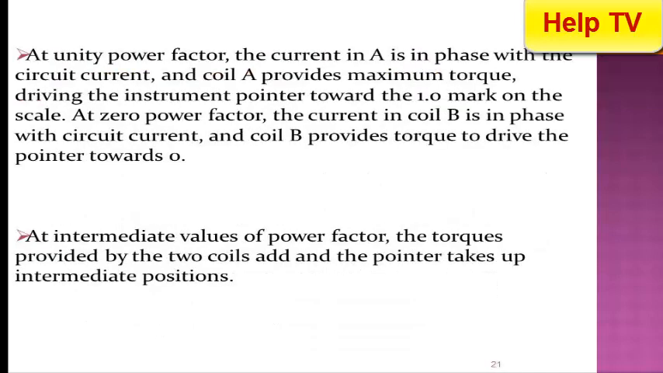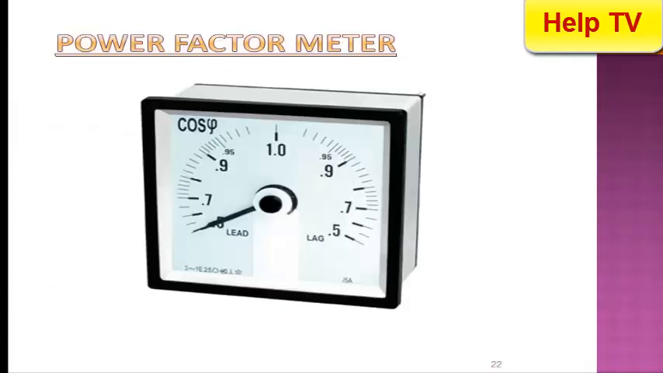At unity power factor, the current in A is in phase with the circuit current, and coil A provides maximum torque, driving the instrument pointer toward the 1.0 mark on the scale. At zero power factor, the current in coil B is in phase with circuit current, and coil B provides torque to drive the pointer towards zero. At intermediate values of power factor, the torques provided by the two coils add and the pointer takes up intermediate positions. Power factor meter.